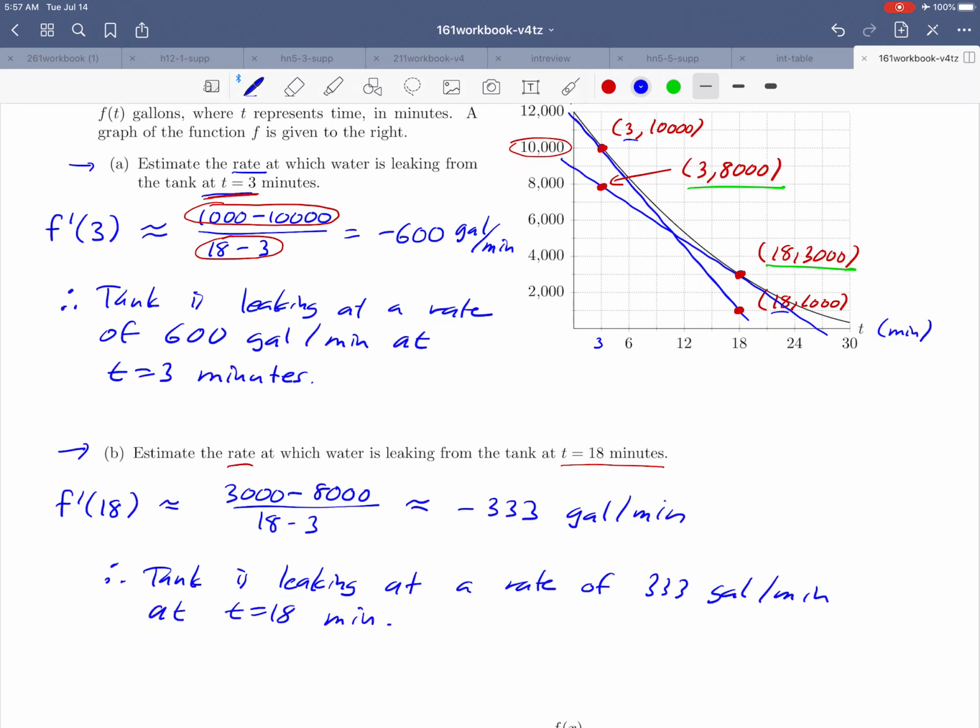And you could maybe ask yourself, now that we've finished this problem, where are we getting the fastest leak rate? At t equals 3 minutes or t equals 18 minutes? You can see from our number, we're getting a faster rate of decrease at A, negative 600 gallons, and that makes sense because you can look at the 2 lines we drew and see that we have a steeper line at t equals 3. That line is steeper, and so we're getting a steeper negative slope there.